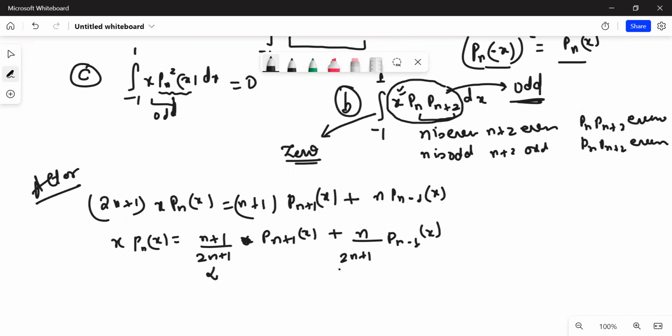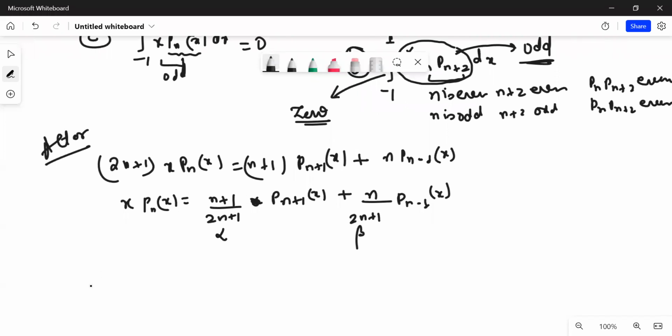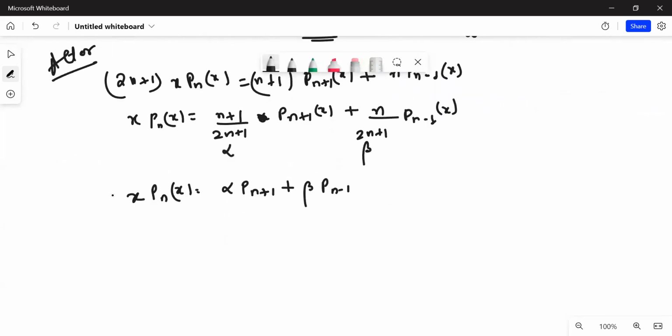And let's say I'll write this as alpha, and this as beta, so that I'm not going to write it all over again. So x times Pn x can be written as alpha Pn plus 1 plus beta Pn minus 1. And I'm dropping this function of x because I know that obviously this is a function of x, so I'm not going to write it time and again. Okay. Now let us evaluate option number 1.